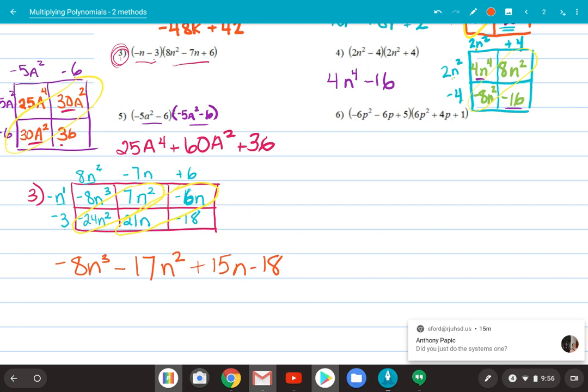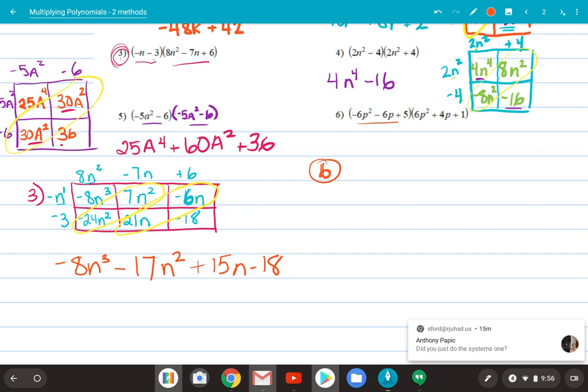Oh, goodness. All that. But it's much more organized than the other way. So this is why I like this one the best, but I really don't care which one you do. All right, let's try number 6. Last one.